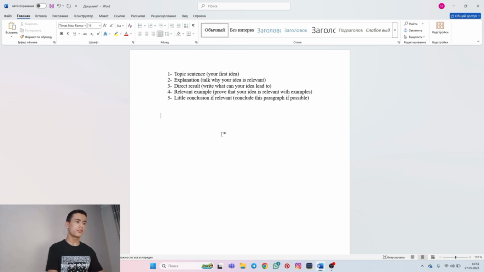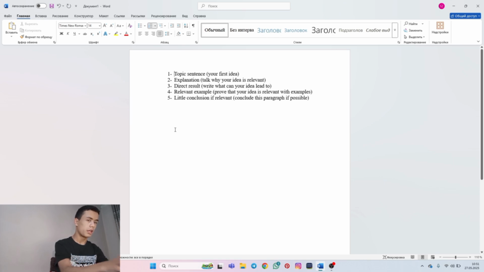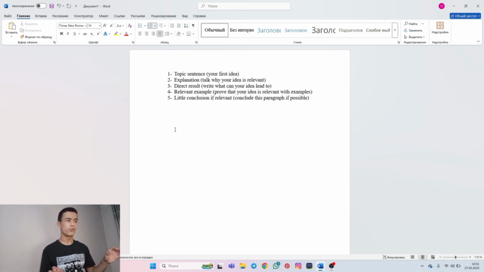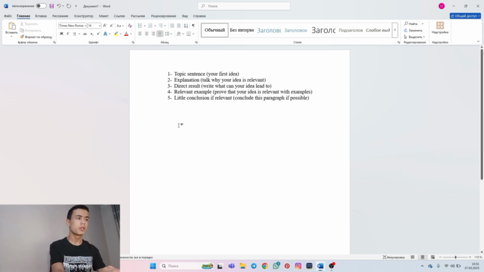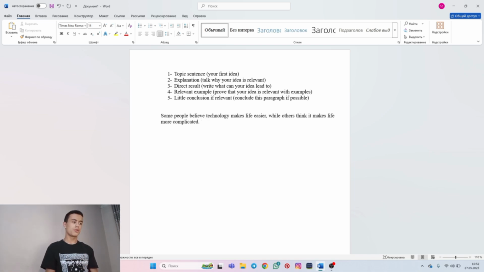Okay, let's start our first structure. For example, this will be in our body paragraphs. Let me take one topic and I will show you how to write the full essay. Okay, according to my structure. First of all, we have some topic like some people discuss both views and give your opinion. Our topic is a more common topic in the IELTS.